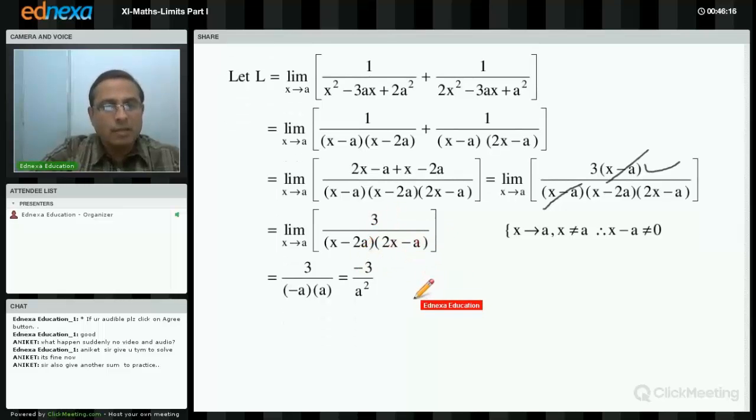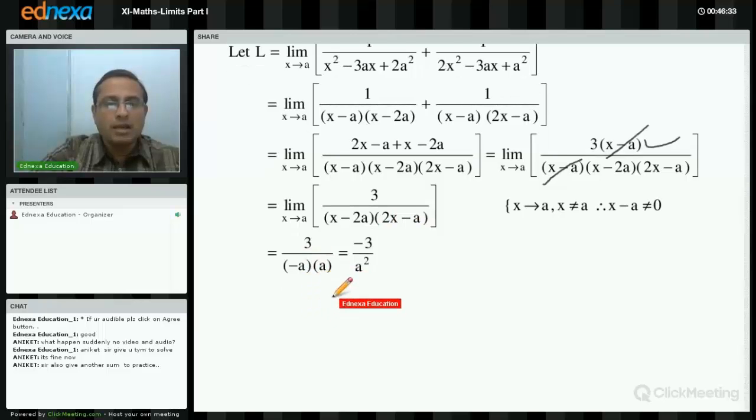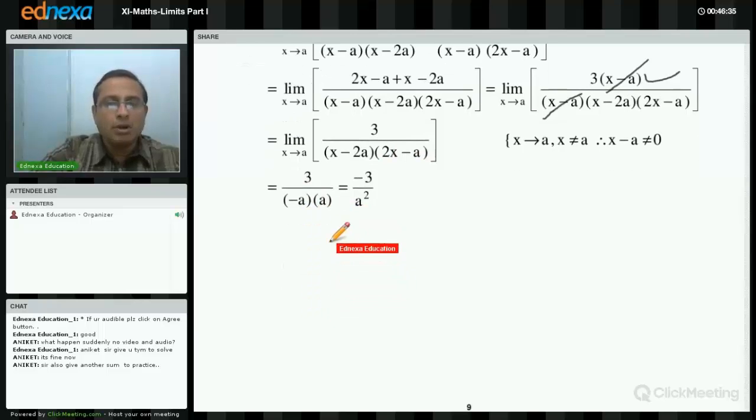Now can we take the limit? The answer is yes, we can. To take the limit means to replace every x by its limiting value, which in this case is a. So a minus 2a, that is minus a. 2a minus a is a. So it is 3 upon minus a square, that is minus 3 upon a square.